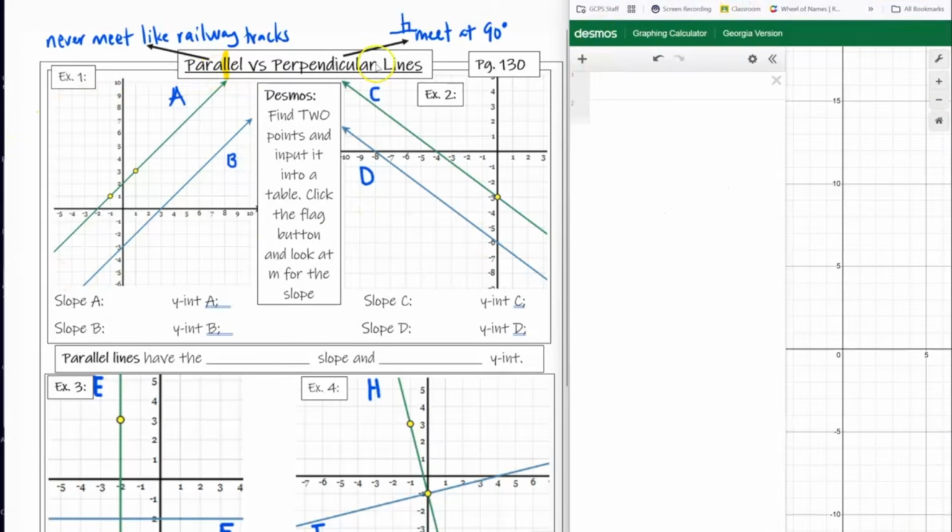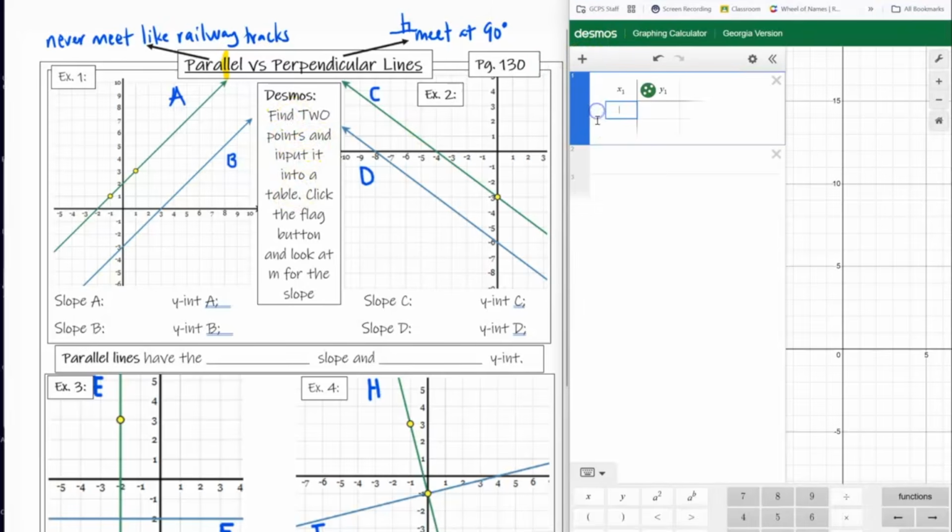So now that you know what parallel versus perpendicular lines look like, what do these two lines look like? All right, so you should have said that they look like parallel lines, but be careful, because sometimes they can look parallel but they're not parallel. That's why we have to mathematically prove it, and that's what we're going to do. It says find 2 points and input them into a table. So I need 2 points. Here's one right now, -1, 1. And another point is marked for me, 1, 3.